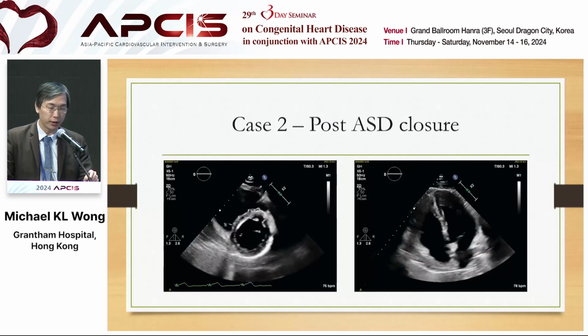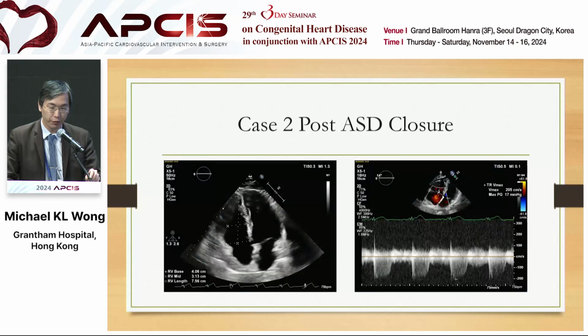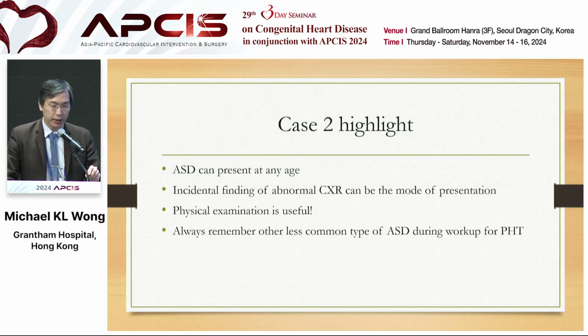You can see the D-shaped septum has largely gone. The right heart is improved, and the pulmonary pressure normalized afterwards. So in this case, it highlights that ASD can actually present at any age.